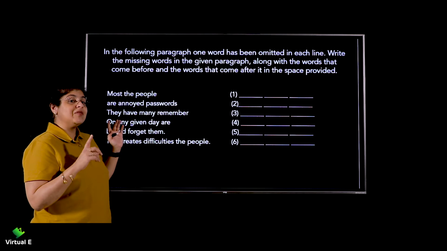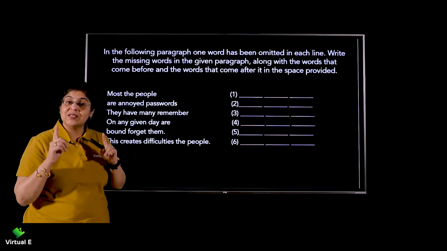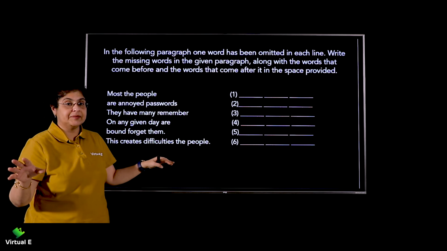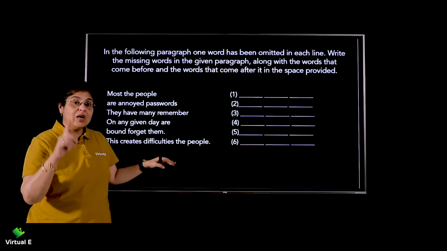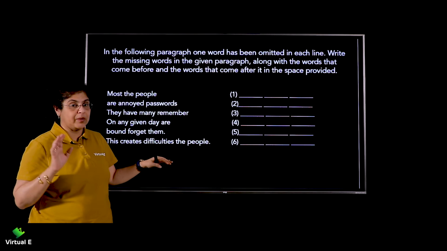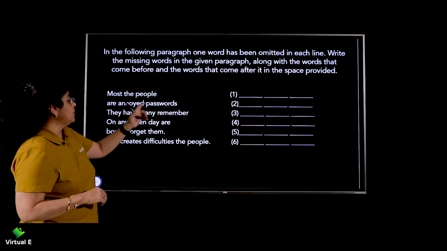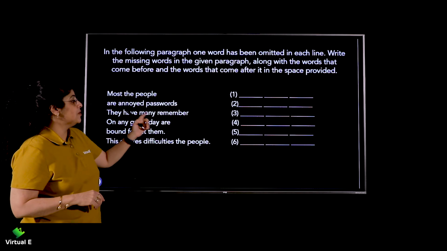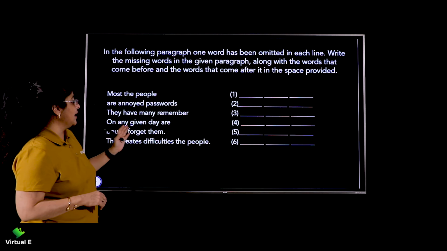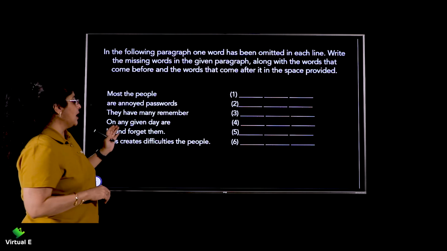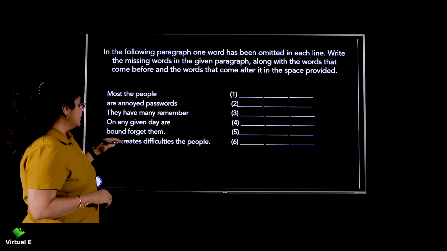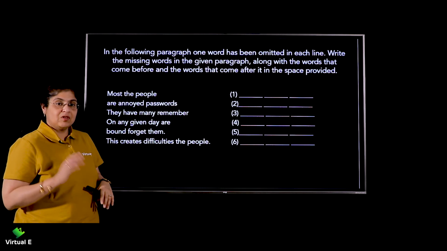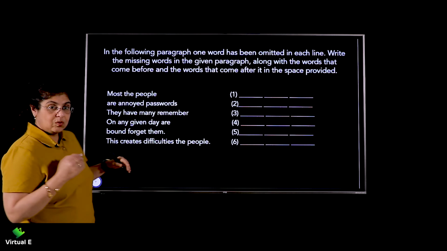So first, whenever you have any such kind of exercise, please do exactly what I am telling you. Read the entire paragraph even if you don't understand it. Do it. Half your things will be solved as you are doing it. "See, most [] the people are annoyed [] passwords. They have many [], remember, on any given day [] are bound [] forget them. This creates difficulties [] the people." You got it? Now let's solve it line by line.